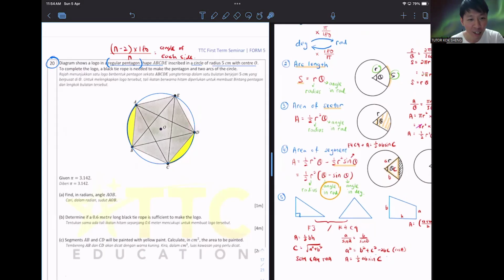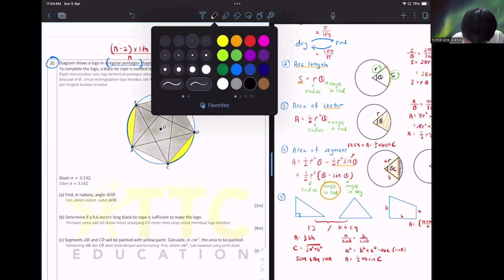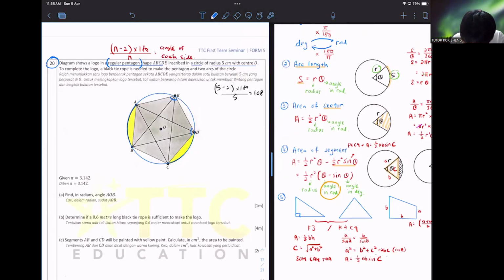So from here, for a regular pentagon, we should know the angle already, based on the formula. You have five sides, right? 5 minus 2 times 180 degrees divided by 5. The angle on each corner should be 108. One, two, three, four, five, this is all 108. Long time no see.